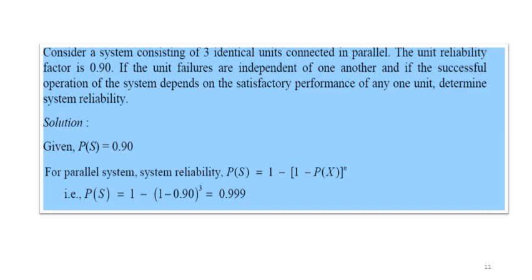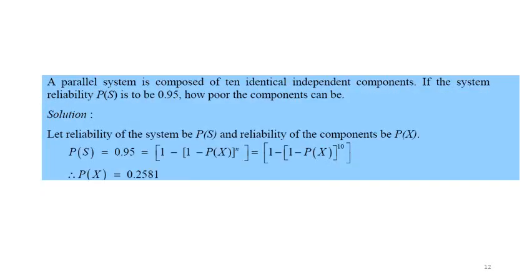Consider an example. Here 3 identical units are connected in parallel, so we can't use the equation P of A plus P of B minus P of A into P of B. We have to use the general equation, 1 minus, in bracket, 1 minus P of x, all raised to n. Here n equal to 3 and x, the unit reliability, equal to 0.9. So reliability will be equal to 1 minus, in bracket, 1 minus 0.9, all raised to 3, that is equal to 0.999.